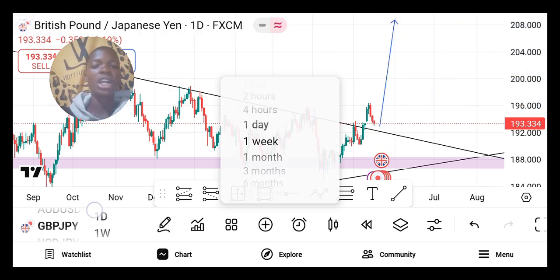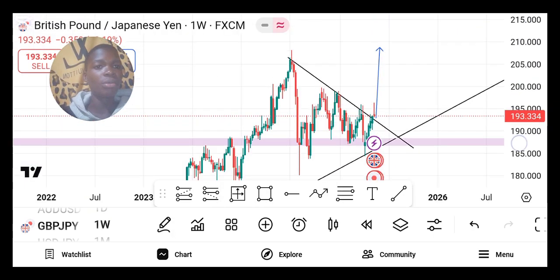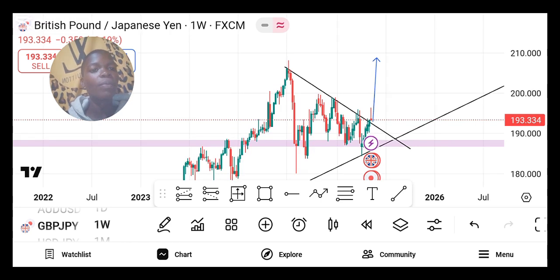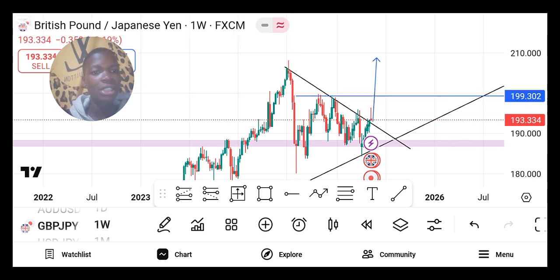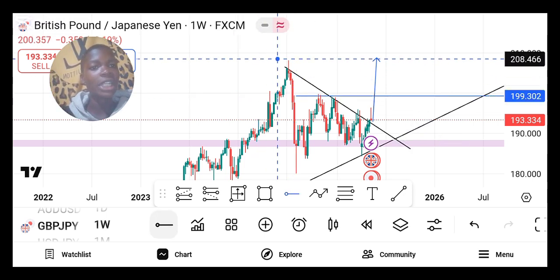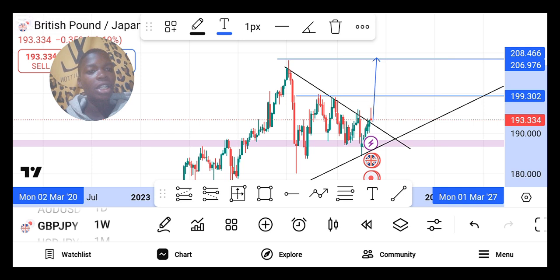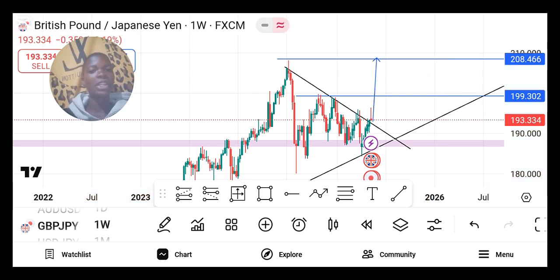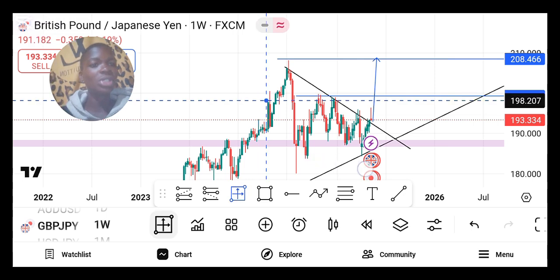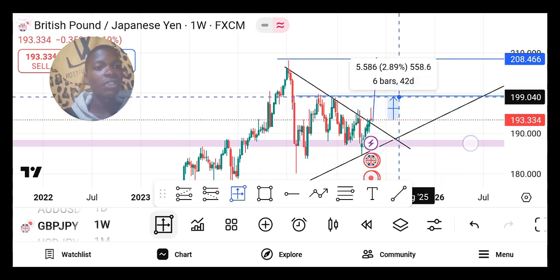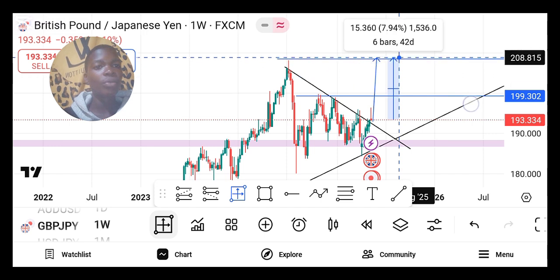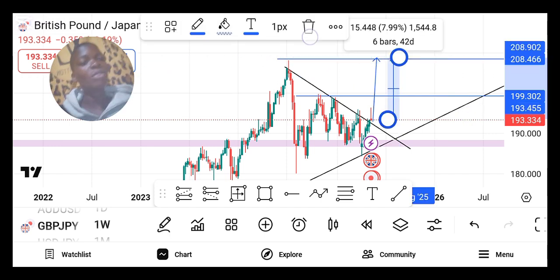So this is my analysis for GBPJPY. Once we got an engulfing candle, guys, this is going to be our first target, and then this is going to be our second target. So you can see here, from here, this is 500 pips, and then this is 1,500 pips. So guys, we have a lot of money to make on this trade.